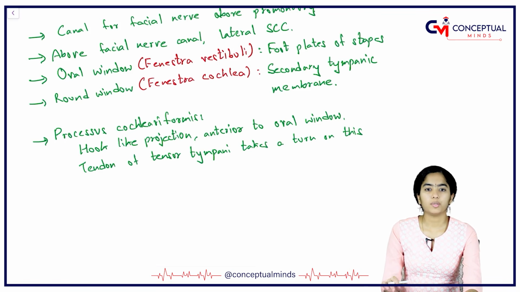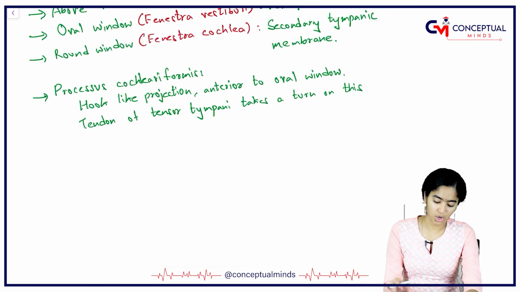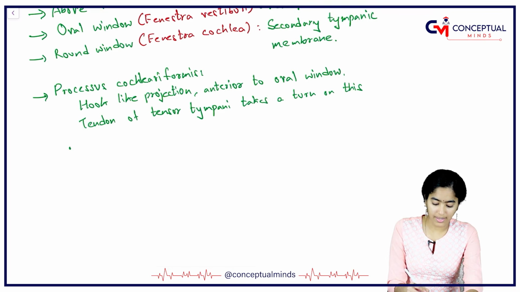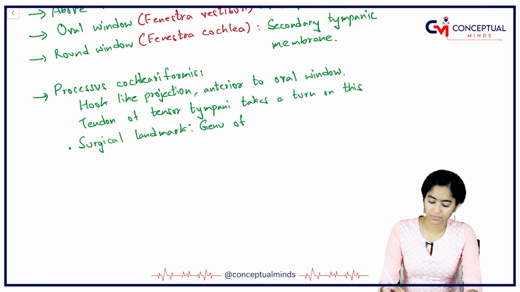There is another importance of processus cochleariformis. It forms a surgical landmark for identifying the genu of facial nerve. The genu of facial nerve lies at the level of processus cochleariformis.